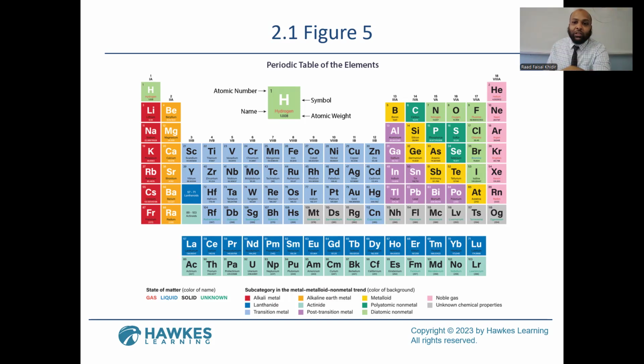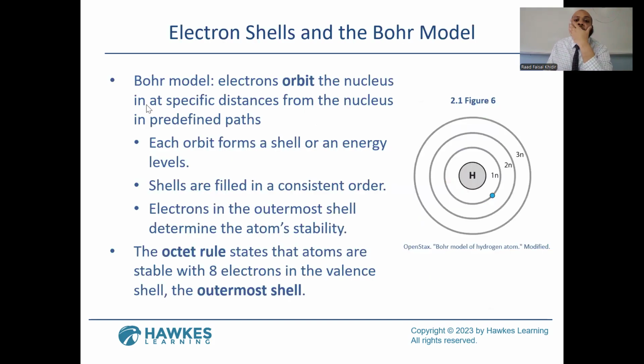Okay. So the one on the top, if you're concerned about the periodic table, you've got to know H is the symbol, the atomic number is 1, and the atomic mass is down here in the bottom. The Bohr model represents the electrons that orbit the nucleus at a specific distance from the nucleus.